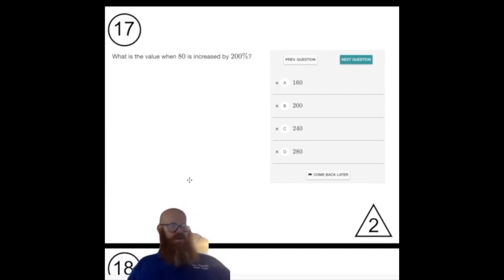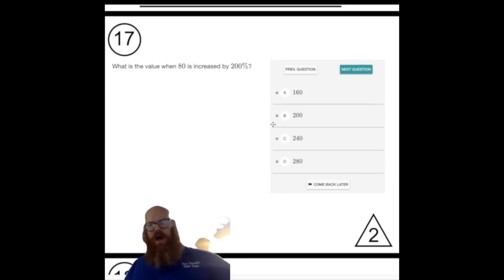Okay, number 17. What is the value when 80 is increased by 200%? A couple different ways to do this. I'm going to do it the way that I always like to do percent increase or decrease is I think about when if you multiply by the number 1, which represents 100%, nothing changes, right? Anything times 1 is itself.